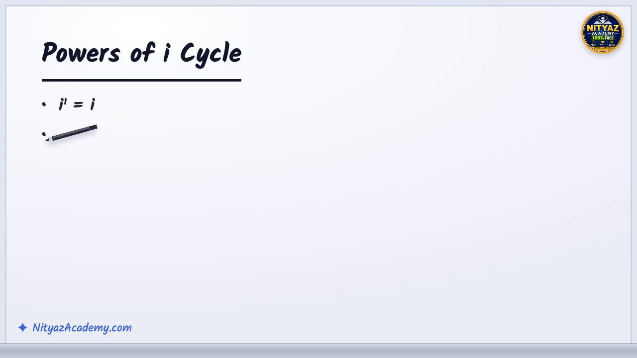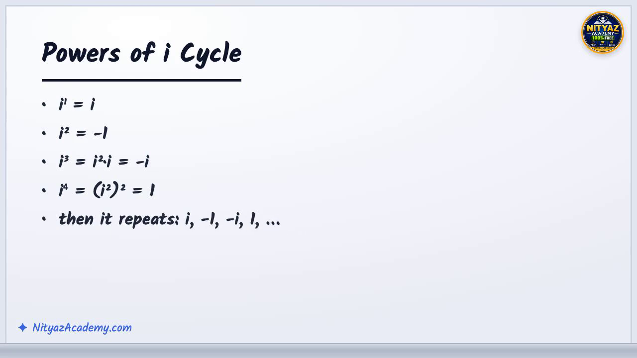Powers of i cycle in a pattern of 4. i to the first is just i. i squared is -1. i cubed is i squared times i, which is -i. And i to the fourth is i squared squared, so -1 squared, which is 1. After that, the pattern repeats forever. i, -1, -i, 1. Divide the exponent by 4 and use the remainder.